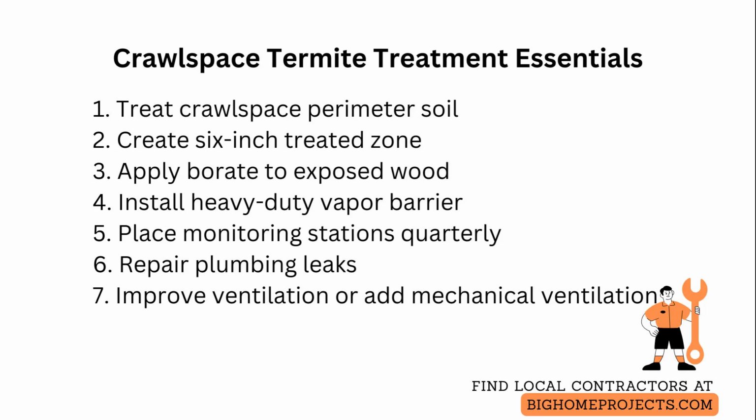Install a heavy-duty vapor barrier over the entire crawlspace floor and lap seams by at least 12 inches, sealing with construction tape around piers and perimeter to reduce moisture that attracts termites. Add monitoring stations placed along the inside perimeter and near any wooden members to detect activity early, inspect them quarterly, and replace or bait according to the product instructions.